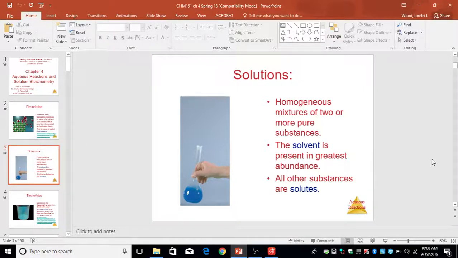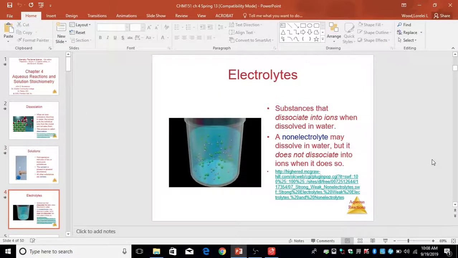All right, so solutions are all homogeneous mixtures that are composed of a solute and a solvent, and all of the different concentration values, and we're going to talk about quite a few of them today, are simple ratios of what you're dissolving compared to what you're dissolving it in. All right, so that's what you have to remember.